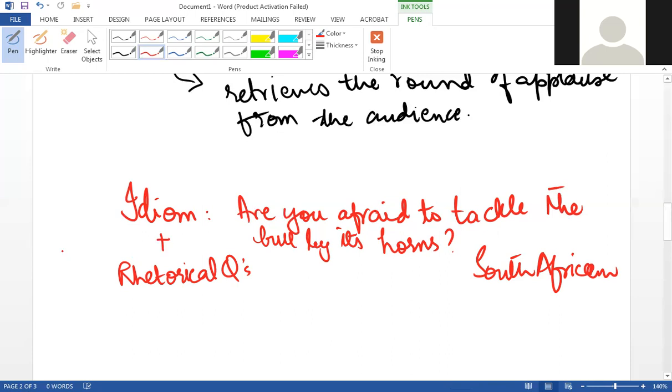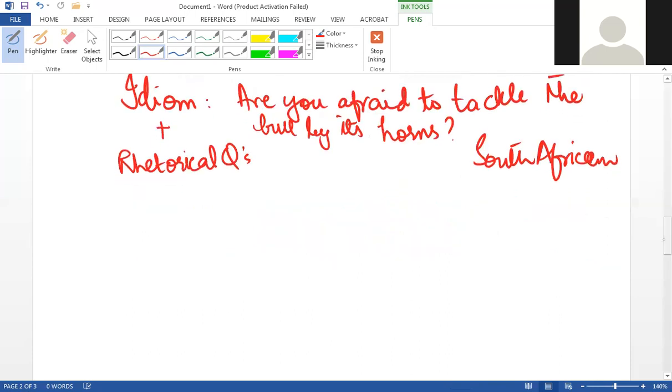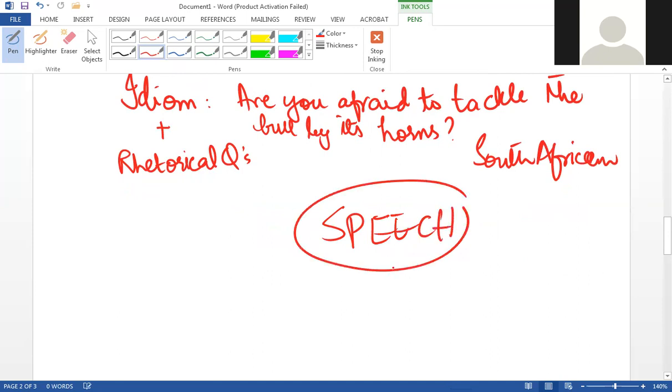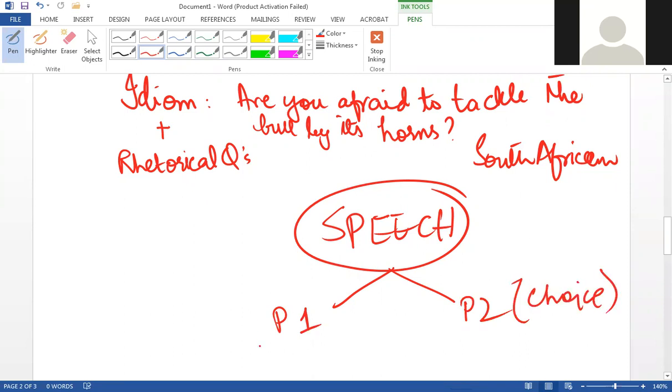What I'm doing by giving you these features, I'm trying to tackle two questions. Speech as a text is given in paper 1, it's given in paper 2. In paper 2, it comes as a choice. In paper 1, it may not be given as a choice because the question will be given. Paper 1 is about reading. The speech will be in front of you.